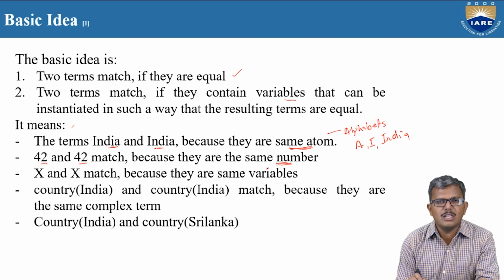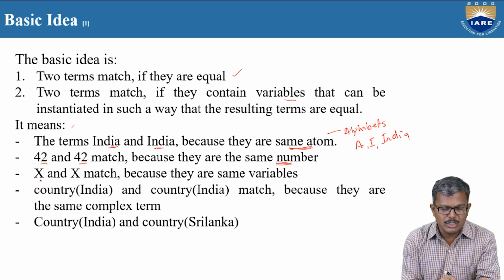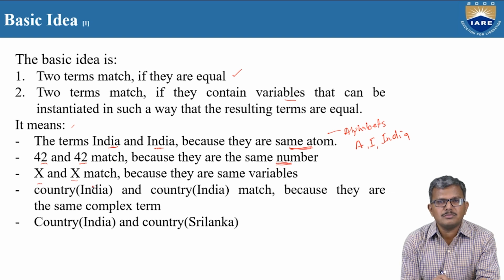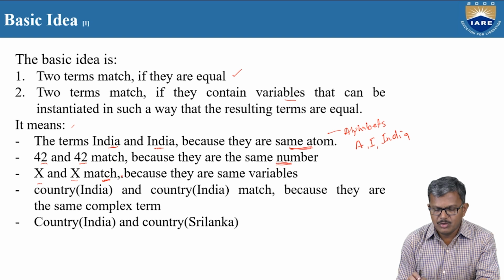The match is successful, and at the same time we can say that term 42 and term 42 are both identical. Okay, let us take one more example, x and x. Here x and x are also going to match. Why? Because they are the same variables, meaning x and x are pointing to the same variable. So when you compare x with x, the answer we are going to get is true.